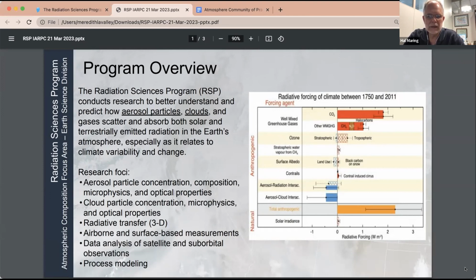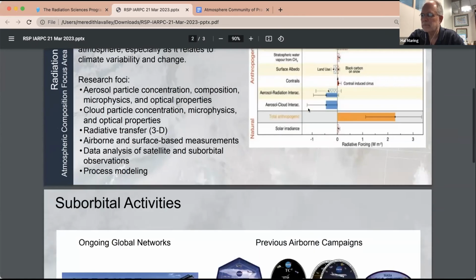I support airborne and surface-based measurements, and I'll get to that on the next page. Also support data analysis of satellite and suborbital observations, and a little bit of process modeling. So next slide.